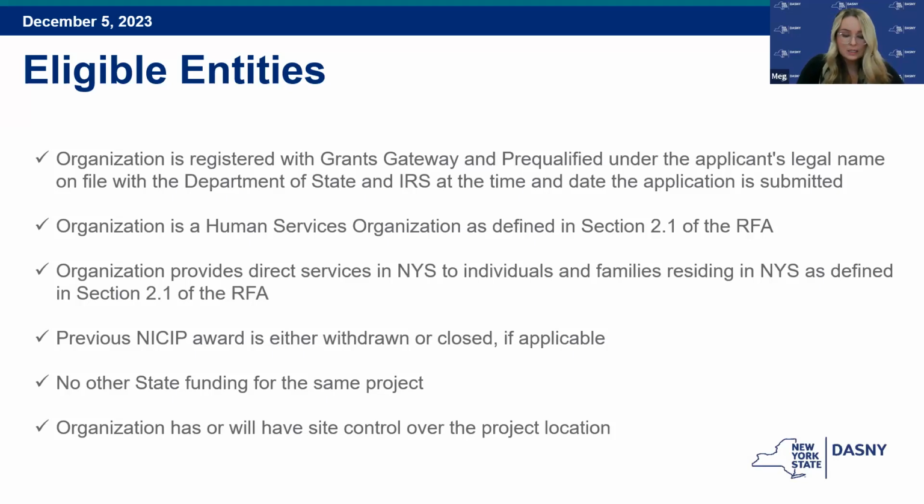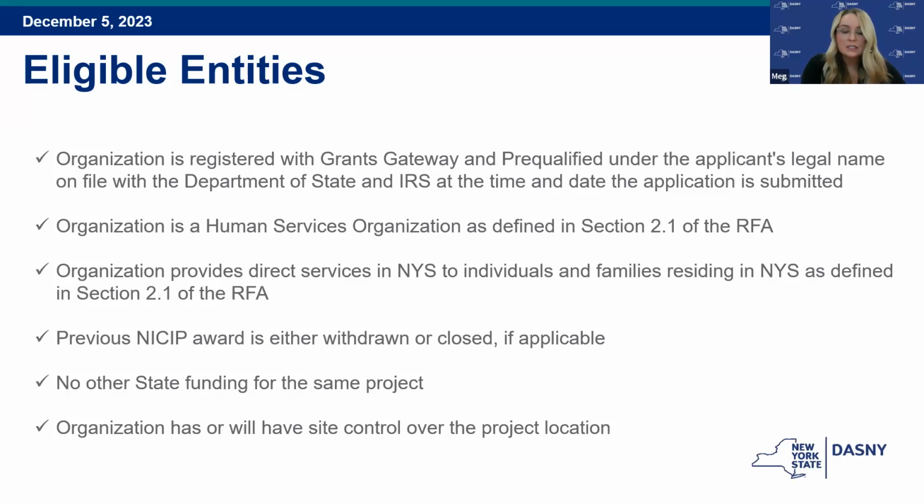4, if the organization applied previously for a grant under a prior NICIP round and received an award, they can only apply for an award under this RFA if they have received an executed grant disbursement agreement and have either drawn down 100% of their award or notified DASNY that the project's completed and that no further requisitions will be submitted, or the previous NICIP award has been withdrawn by the organization prior to application deadline under this RFA.